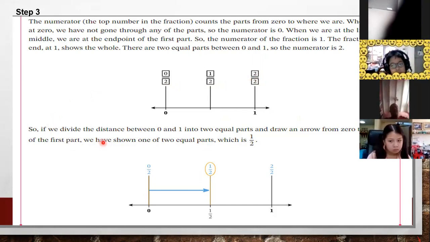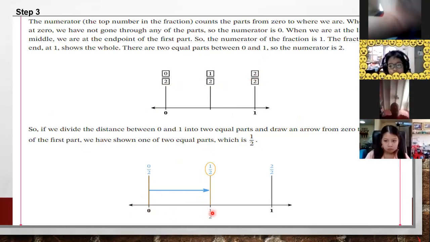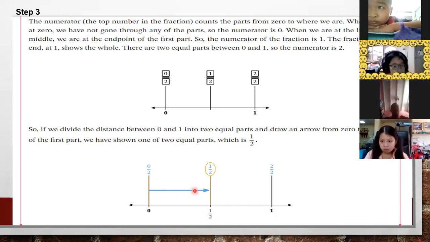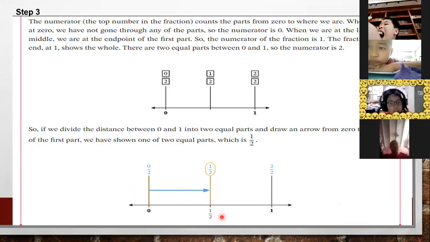Okay, so if we divide the distance between 0 and 1 into two equal parts and draw an arrow from 0 to the first part, we have shown one of two equal parts, which is 1/2. Understand? This is 1/2. And this 0 to 1 is one whole number.